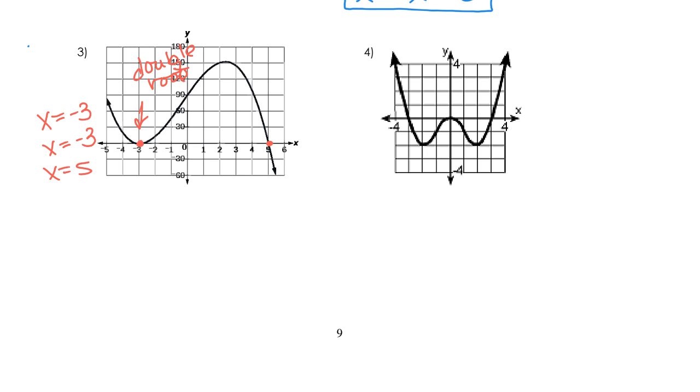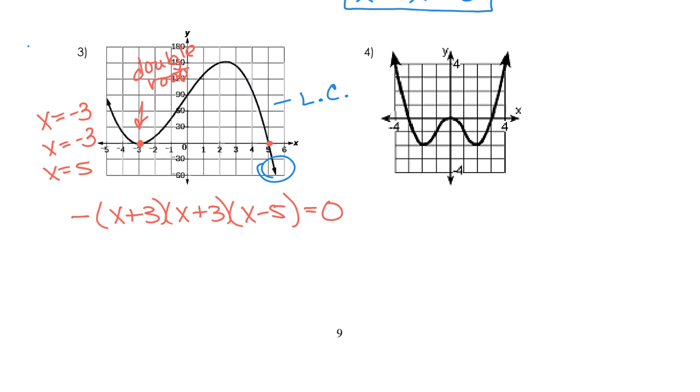All right, so this is a cubic again, and we're going to take those 3 roots and turn them into factors. And so we're going to end up with x plus 3, x plus 3, and x minus 5, and we're equal to 0. And the one thing we didn't talk about is the leading coefficient. And if you look at the right end, that ends going down. All right, and this would be a negative leading coefficient. And so we are going to need to add a negative out in front of our factors. Okay? And that's the equation in factored form.